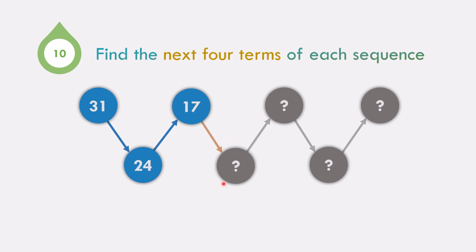So 17 minus 7 is 10. Minus 7 is equal to 3. 3 minus 7 is equal to negative 4. Negative 4 minus 7 is equal to negative 11. So the next four terms are 10, 3, negative 4, and negative 11.